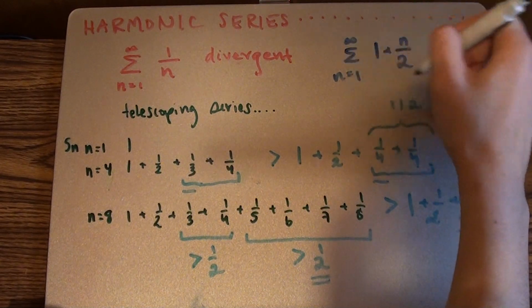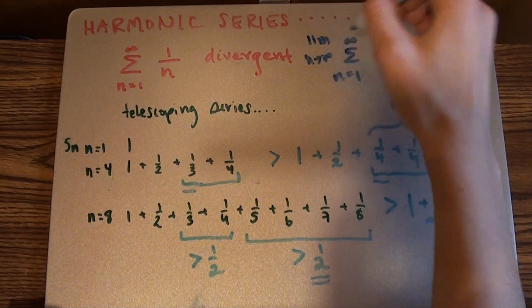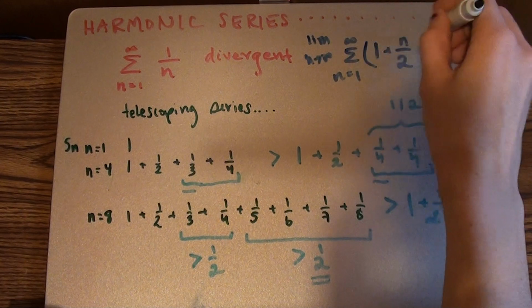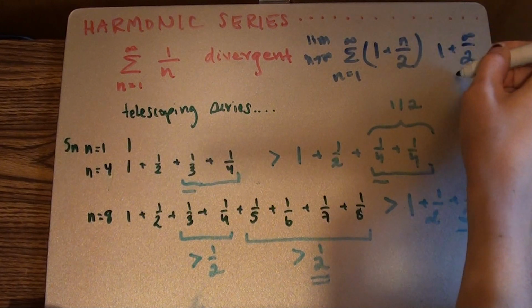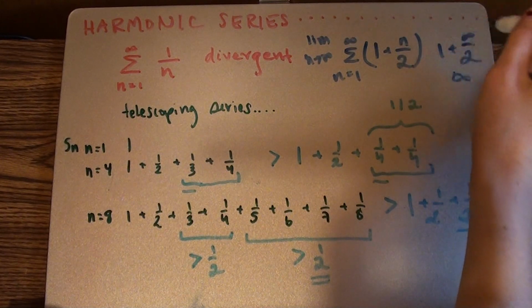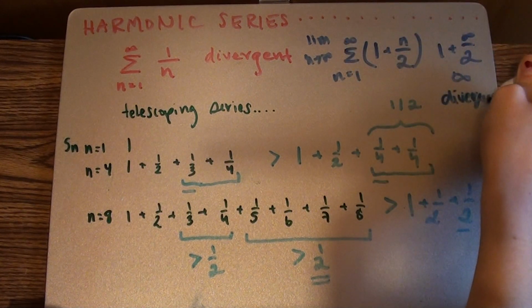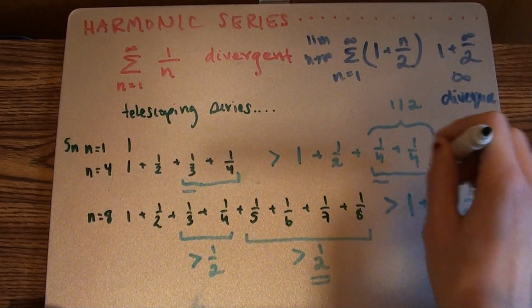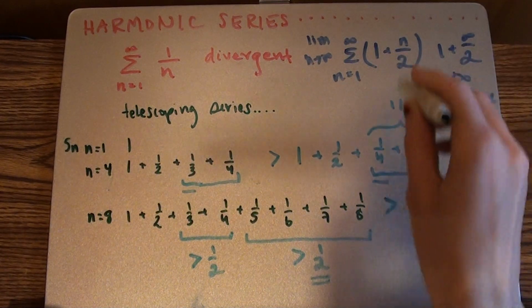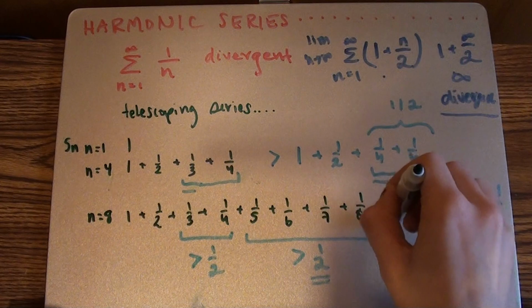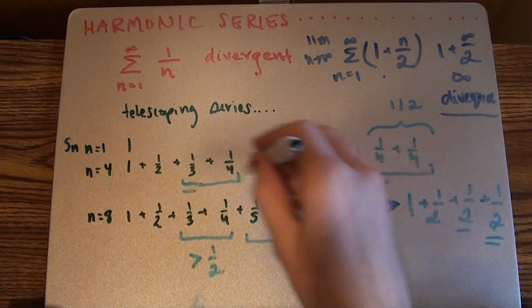If you take the limit of this guy right here, you plug in your infinity. You have infinity over 2 plus 1. That's just infinity, which means that this guy is divergent. And this guy is explaining this pattern that we see here, right? So if this guy is divergent, and we know that this guy is greater than, or excuse me, is less than this guy right here, this series.